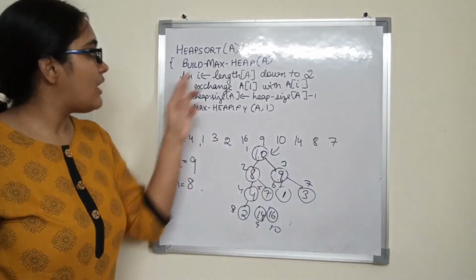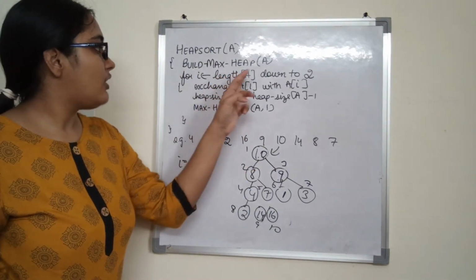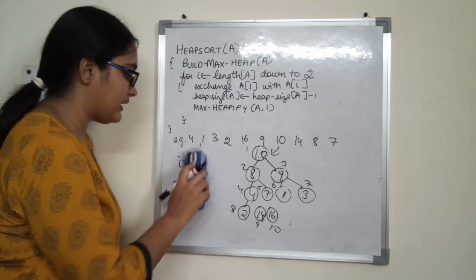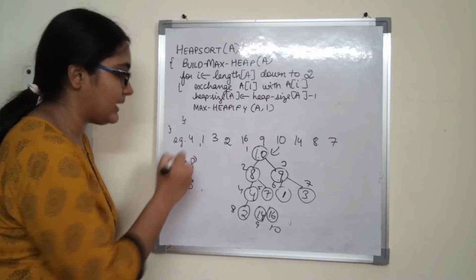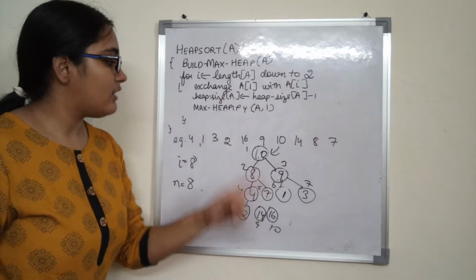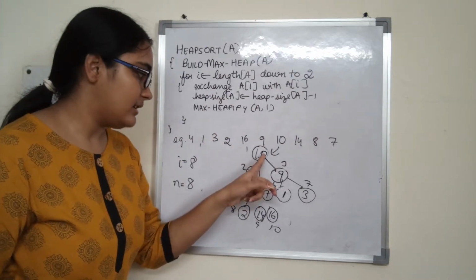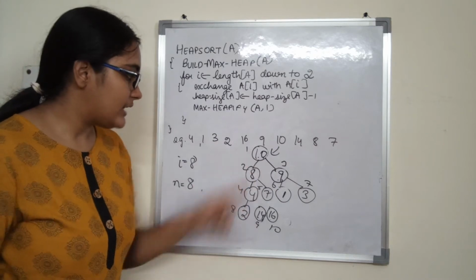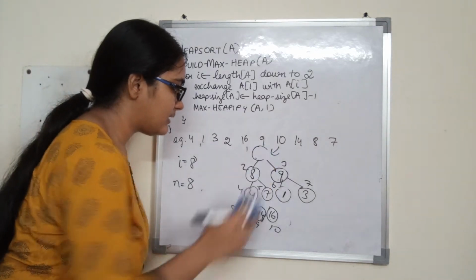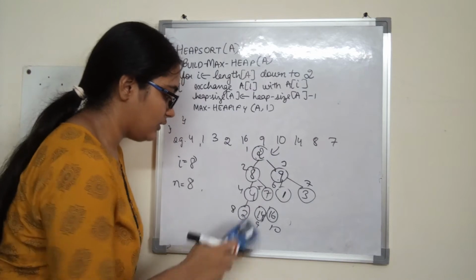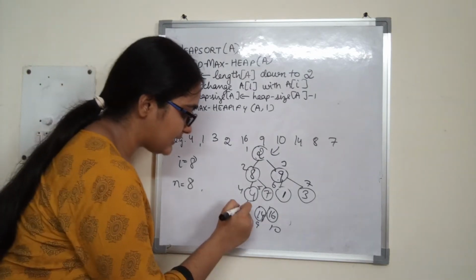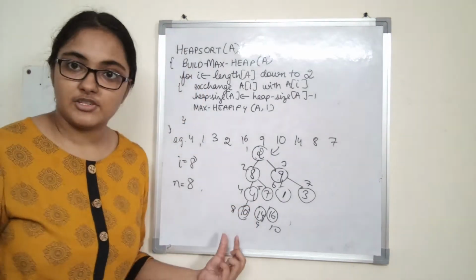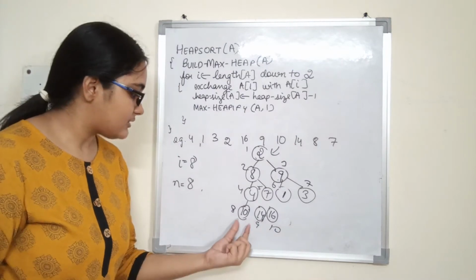Now what we do? Now I is going down, alright. So it was 9, now it will become 8, alright. Exchange A of 1 with A of 8, that is 10 with 2. Now 10 and 2 will be exchanged. 2 will come here and 10 will go down. Now we have placed the third largest element at its correct position, that is third element from the last, alright.